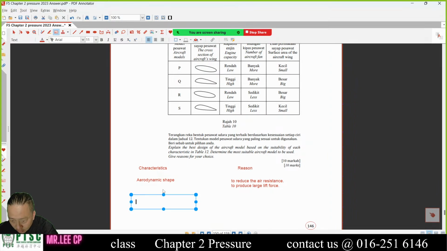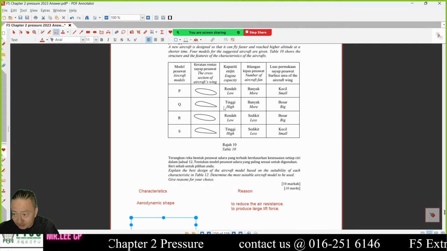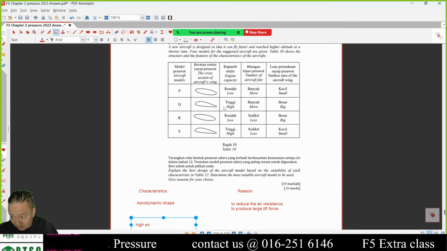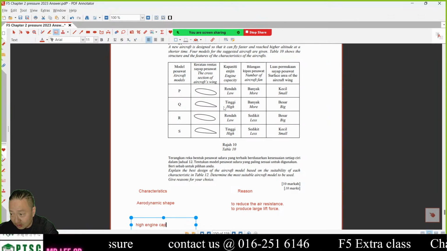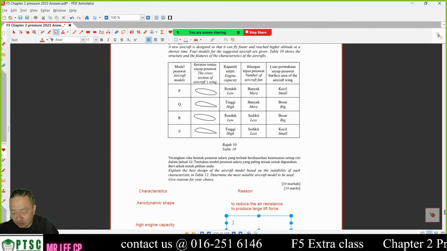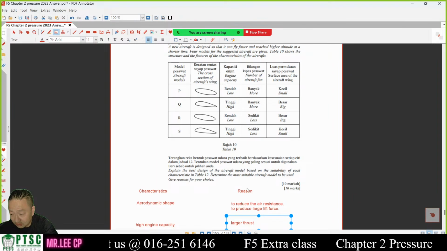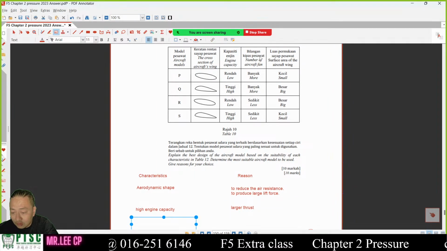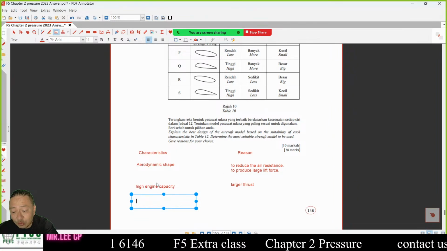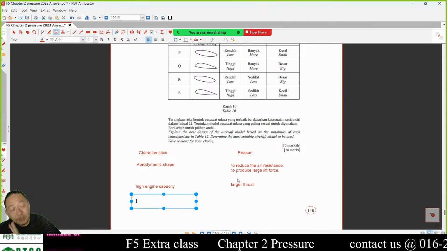Now the second one is engine capacity, big, so high engine capacity. Why? To produce a larger thrust. What is thrust? Thrust is a forward force. So if you have a big engine capacity, the thrust will be large.